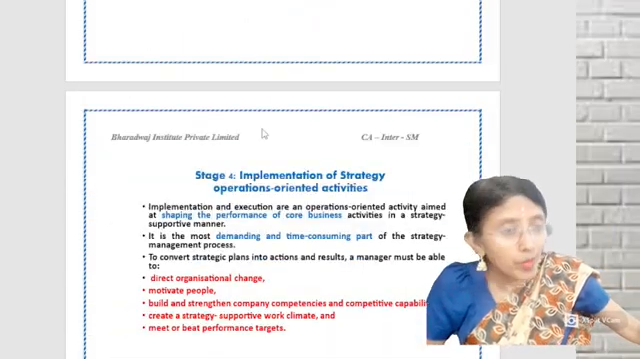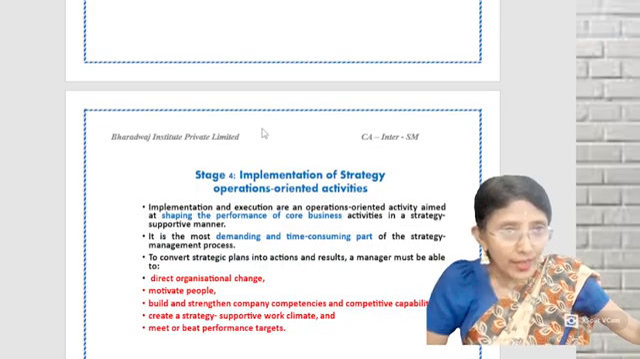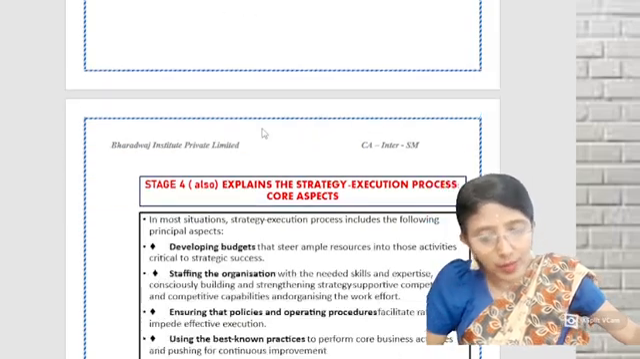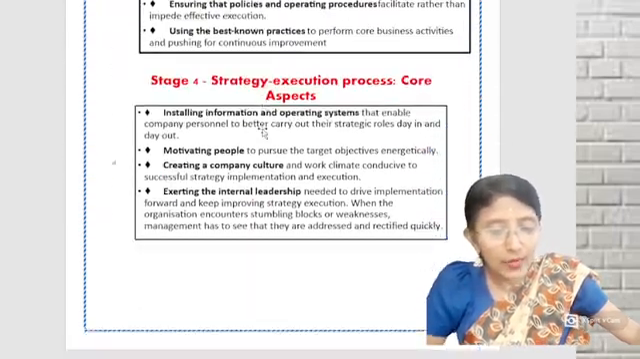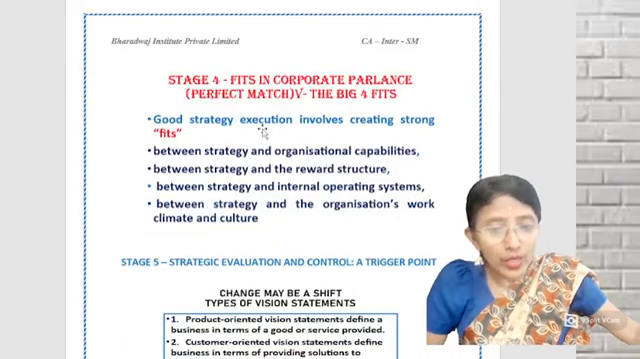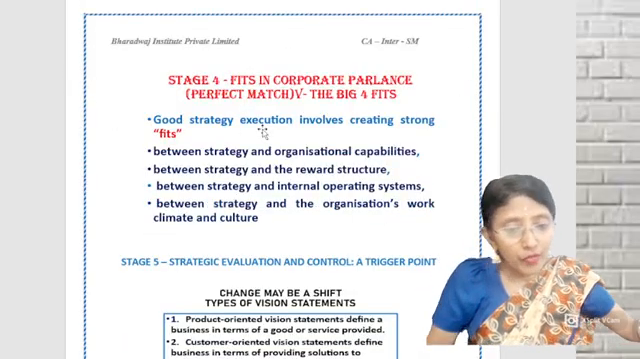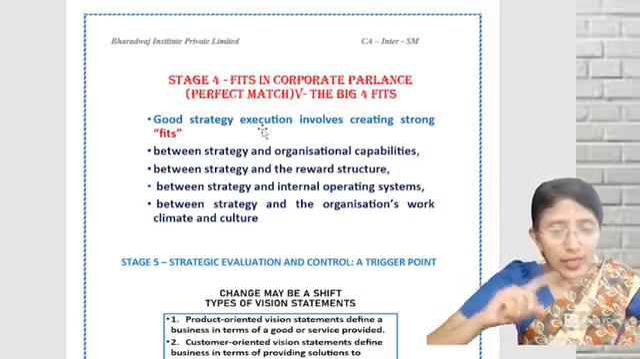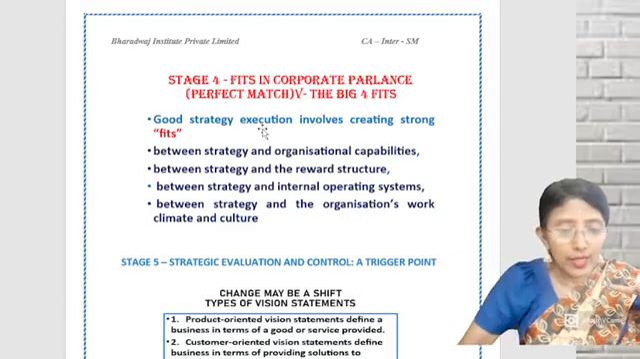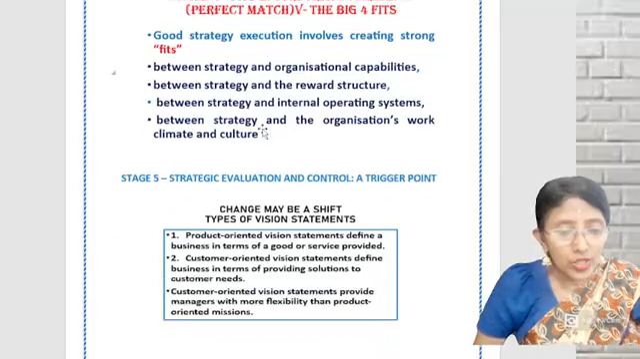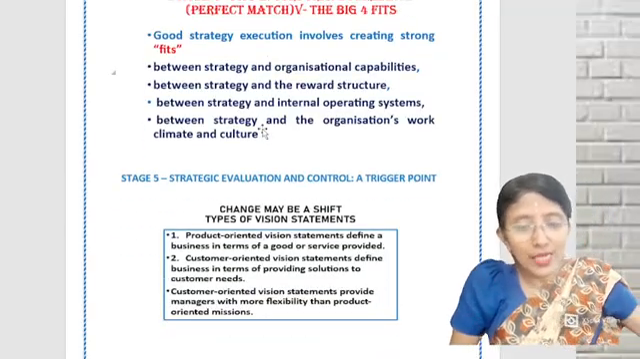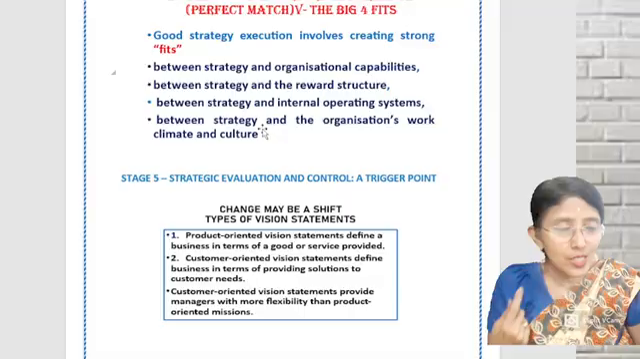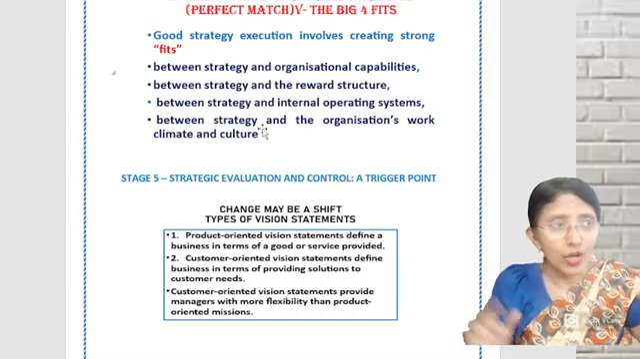And stage 4, implementation. What is that? Operations-oriented activities. Again, Tata's example is given. Execution aspects, and under stage 4, you study about 4 big fits. Fit between strategy and organizational capability, strategy and reward structure, strategy and internal operating system, and strategy and organizational culture and climate. And stage 5 is evaluation and control. That is a trigger point for you. When an assessment was made, have I met the targets or underperformed?